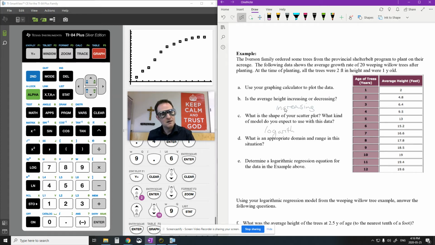Logarithmic. Okay, so I'm definitely going to use a natural logarithm to do this. What is the approximate domain and range of this situation, though?